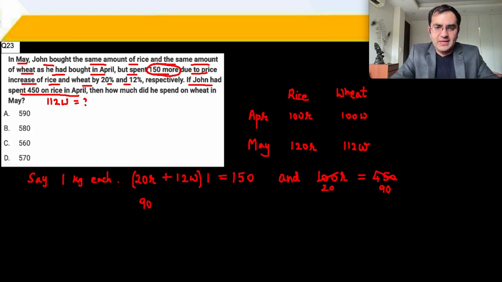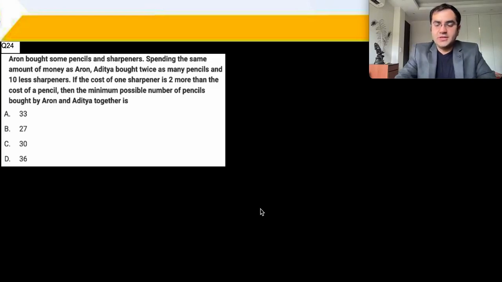90 plus 12W is 150. इससे आपका W आ जाएगा. You get W is equal to 5, so 112W is 560 is the right answer. That is C part. Question on equations connected to algebra, connected to maxima minima.